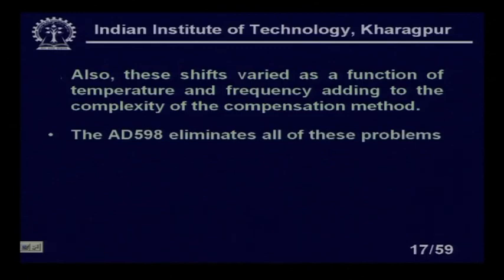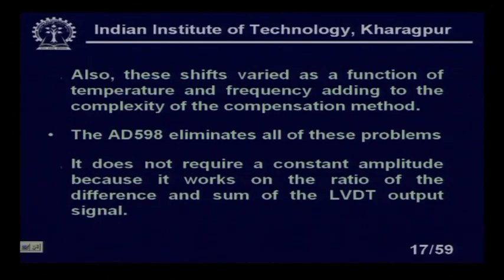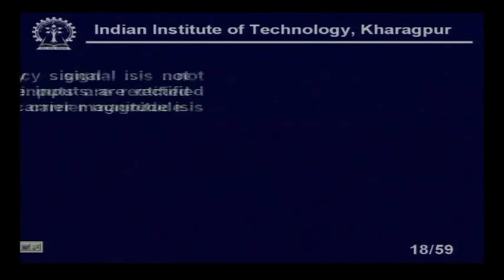So, AD598 eliminates all of these problems. Let us take one by one. It does not require a constant amplitude, because it works on the ratio of the difference and sum of the LVDT output signal. So, automatically it will cancel out, right. So, any variations of the input excitation voltage, frequency, will be automatically cancelled out.